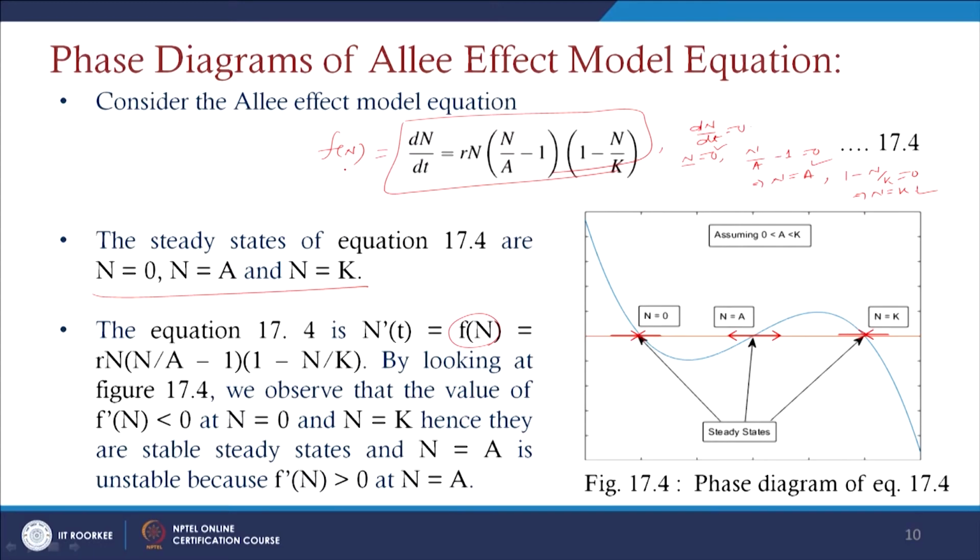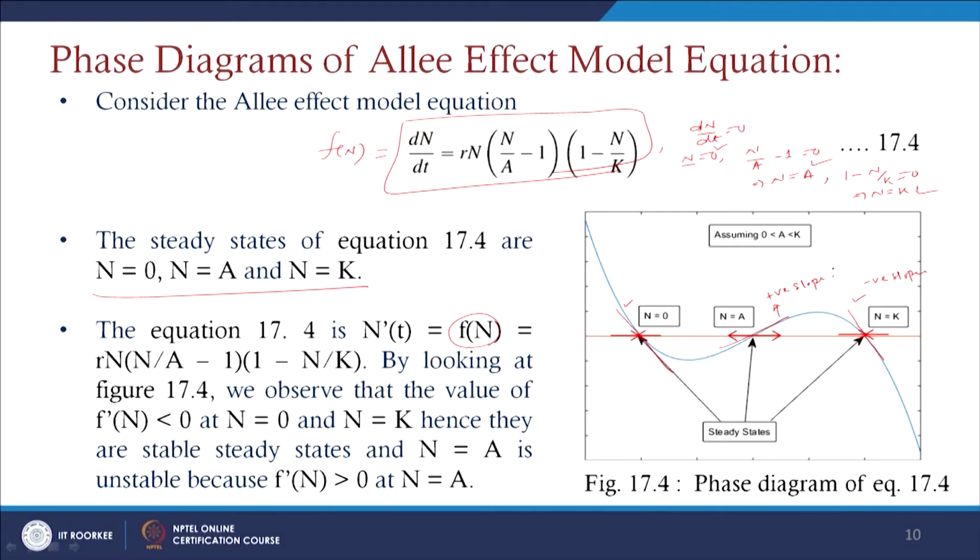If you plot this graph, we can find that at these three points, N = 0, N = A, and N = K, we examine f'(N). If you put the slope at each of these points, you can see that at two of these points we have negative slopes, and at this point we have a positive slope.